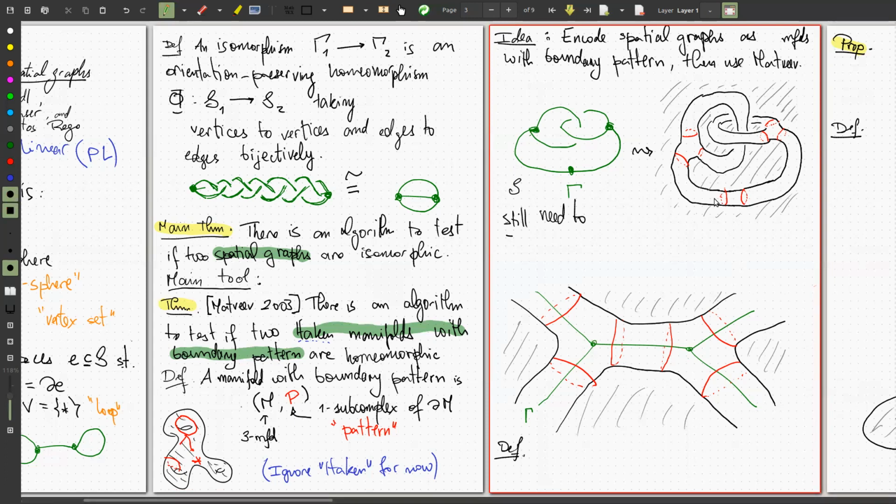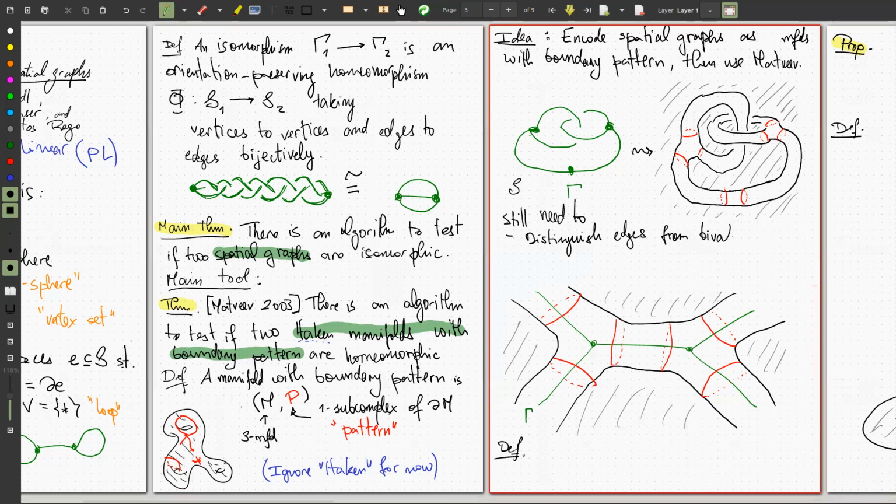Yeah, and so it's not immediately clear. Maybe if you think about it for a while, you can figure it out, but it's not immediately clear what regions correspond to vertices and to edges. So yeah, we still need to distinguish between edges from bivalent vertices.